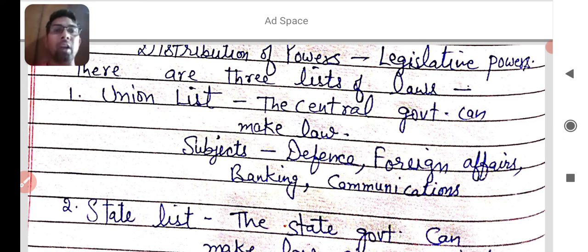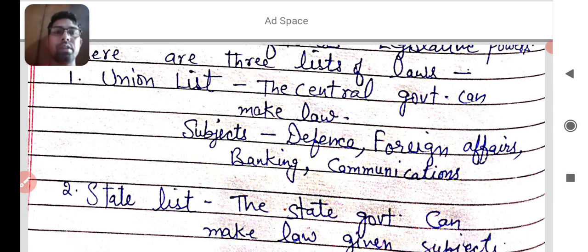In this type of list, there are different subjects on which the central government can make law. Remember that in the Union List, only the central government can make law. Subjects are defense, foreign affairs, banking, and communications. These are some examples. There will be an option-type or matching question, so which is the main subject related to the Union List? You can answer it, I think.